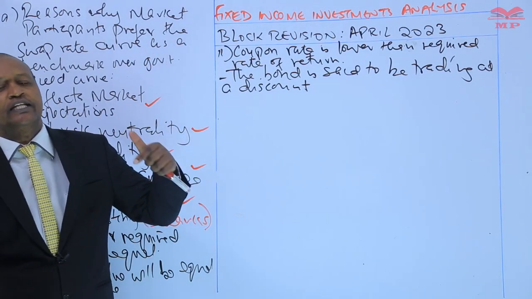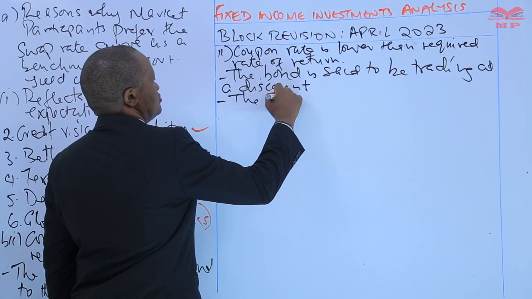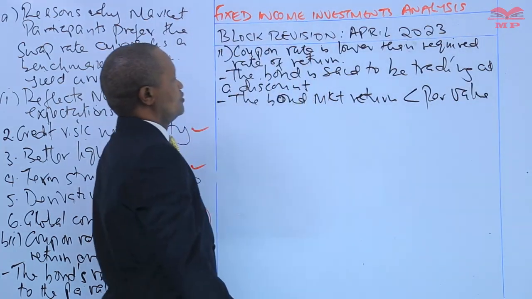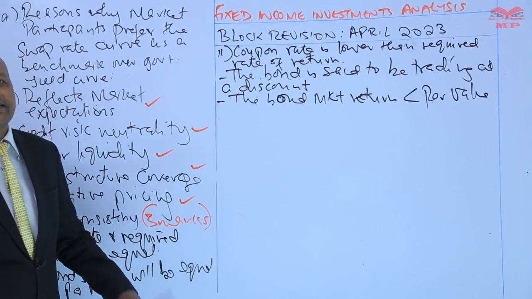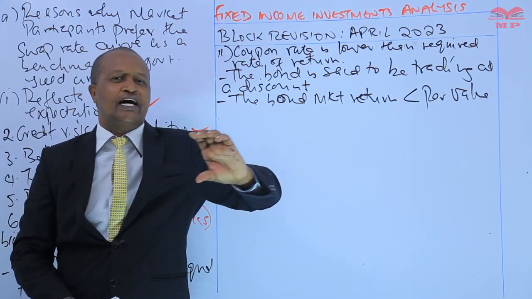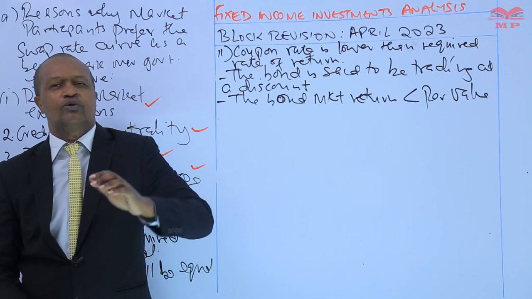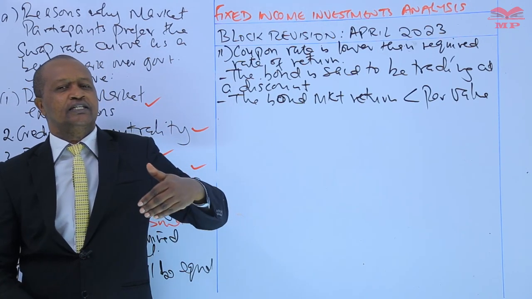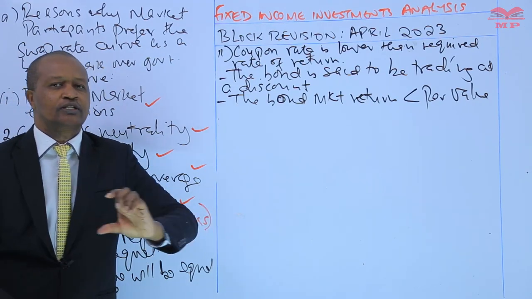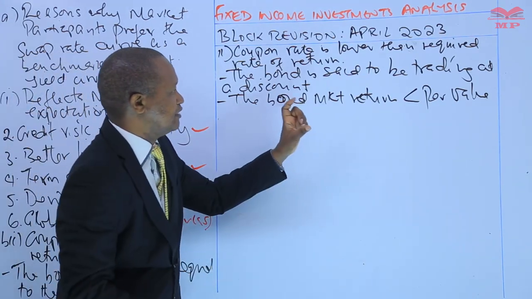Do you understand? The bond's market price in this scenario will be less than its par value. And the reason for this, candidates, is that the bond's coupon payments are insufficient to compensate investors for the required rate of return. In other words, investors demand a higher yield to compensate for the lower coupon payments. And as a result, the bond's price decreases until its yield to maturity is in line with the required rate of return.